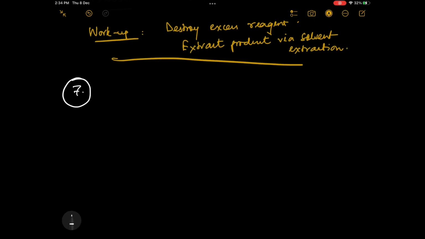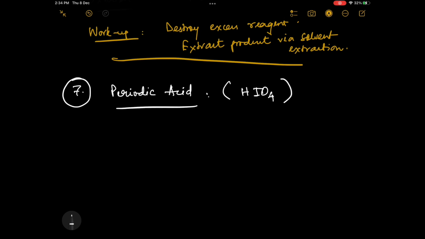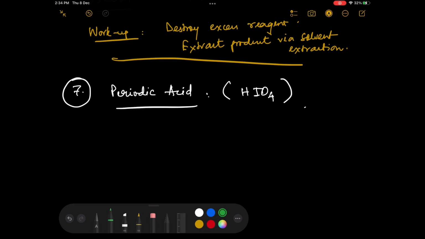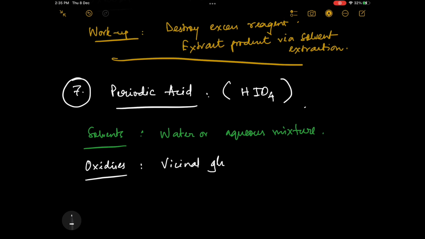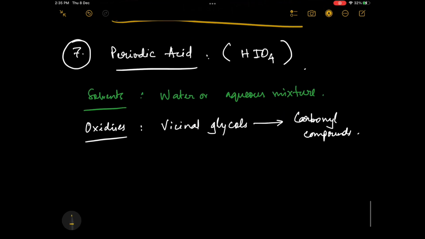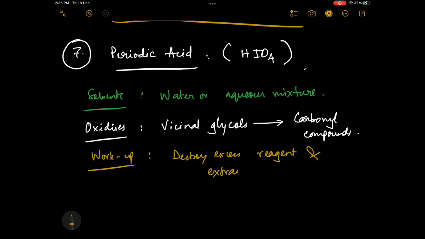Okay, going forward, the seventh oxidizing agent we have here is periodic acid, HIO4, and the solvent is water or an aqueous mixture. So this is used in aqueous solvent. After that we can see what it oxidizes. It basically oxidizes vicinal glycols. So if there are two OHs on two adjacent carbons, it oxidizes them to carbonyl compounds. So if there is a C-OH bond next to a C-OH, it will form a C=O and a C=O.